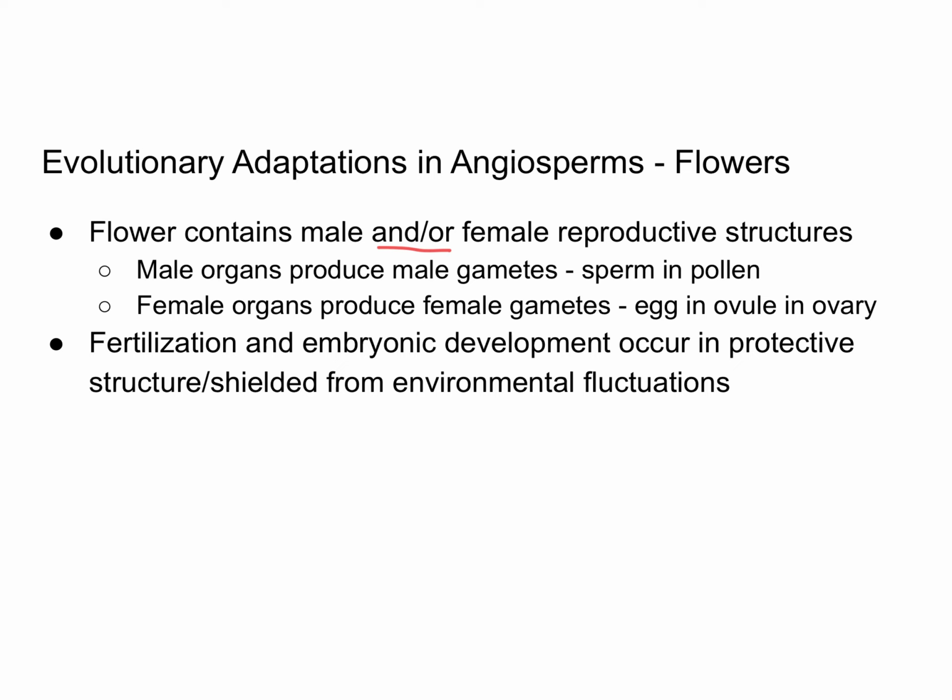Similar to gymnosperms, fertilization and embryonic development occurs in a protective structure. This is a key difference between seedless plants and plants that produce seeds, in that the seeds and the developing ovary are protected. This allows those seeds to potentially go dormant for a long period of time in order to wait for conditions to be optimal for growth. It also allows seeds to be spread over longer distances.